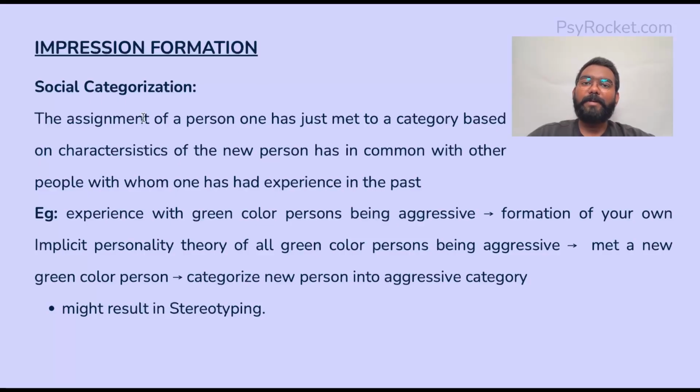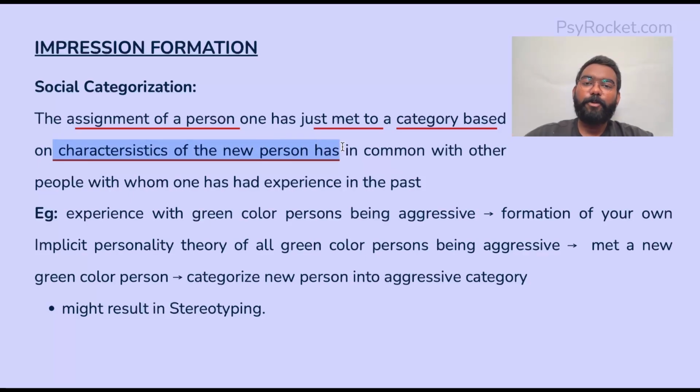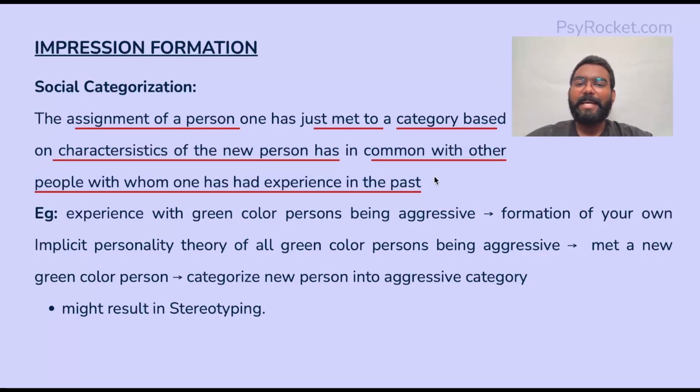now the third step in impression formation is, you got the first impression, you have your own implicit personality theory, and based on that theory, what you will now do is assign that person you just met to a category based on characteristics of that new person in common with the other people with whom one has had experience in the past. Example, I will explain it clearly.